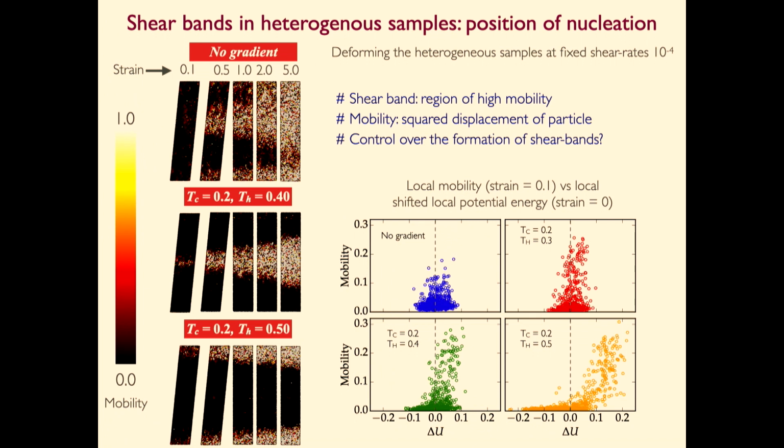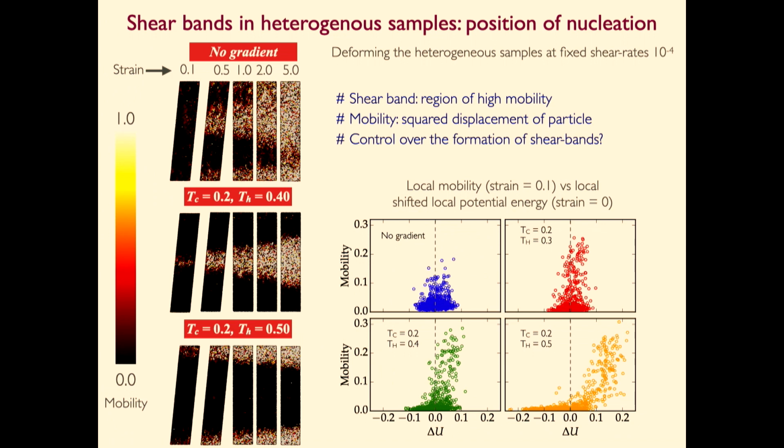And now we measure the mobility of the material by measuring the mean square displacement of the particles, to characterize the inhomogeneity, to characterize the mobility. And now the question is, is there any control over the shear band formation? To characterize that, we scatter plot this here. This is the mobility of the particle, and this is the shifted local potential energy with respect to the total potential energy of the material. These are the regions where particles are more energetic, and these are the regions where particles are less energetic. This shifted potential energy is calculated at a strain value of 0, where we have not deformed the material, and these are the mobilities at a strain value of 0.1.